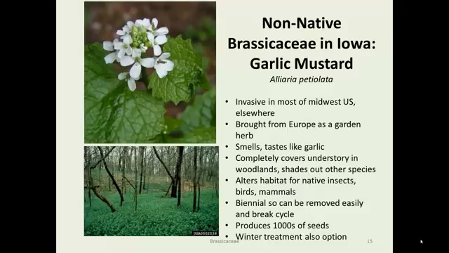A non-native Brassicaceae that's in Iowa, unfortunately, is garlic mustard. This is one of our most obnoxious invasive species. You can see that picture on the bottom. The garlic mustard is everything green you see in that photograph. It has completely taken over the understory in this woodland.